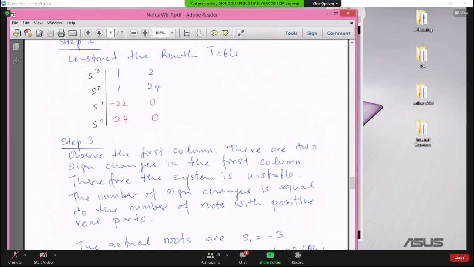The last variable I get 0, is it considered stable? If you have 0, then the system is marginally stable. See, if you have positive, positive, positive, and one element is 0, then that indicates that the system is marginally stable. One of the roots lies exactly on the imaginary axis if you have 0 in the first column. I hope I answered that question. So here you have two sign changes.